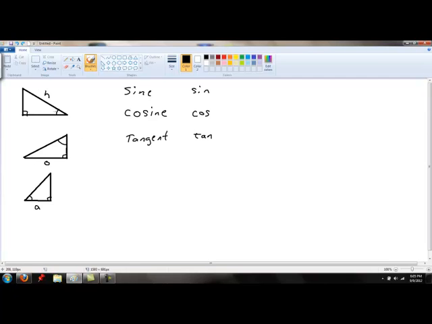Now, if we look at this triangle here, we know this angle here, which I'm going to represent with the symbol theta. We also may know the hypotenuse. I could throw numbers in, but I'm just going to use variables to show this.